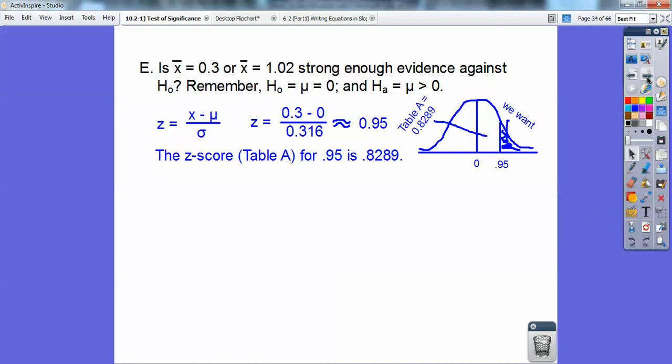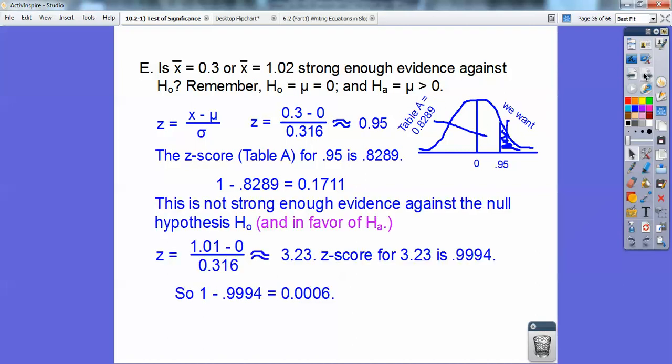And remember, we always want the right. So the table A always gives us to the left, so we subtract. So it tells us that 17% of the time we're going to get tasters that give you a mean score of 0.3 of a sweetness loss. That's not good enough evidence right there. Okay, so let's try the other one.